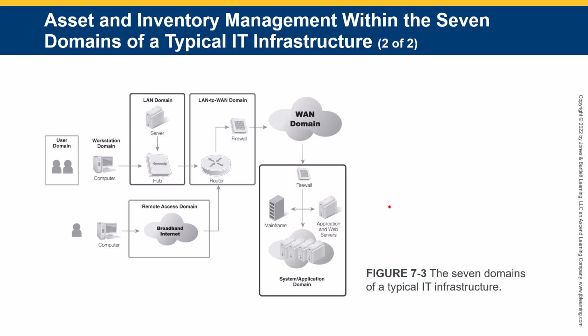So here are 7 domains: user domain, workstation domain, LAN domain, LAN-to-WAN domain, WAN domain, system application domain, and our remote access domain. Those are the 7 domains.